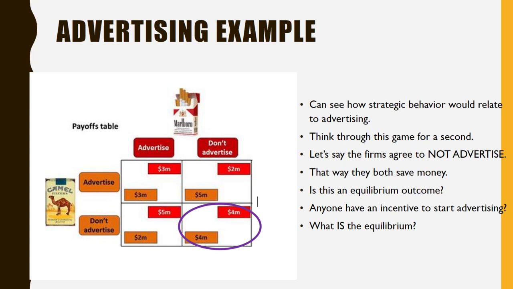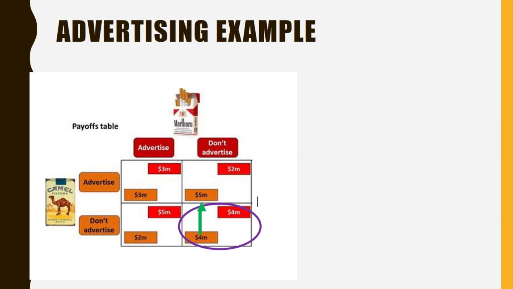All right, well, let's see if you're on the right track. Do you agree that Camel, who's the orange choice, they realize that if Marlboro's not going to advertise, if they start to advertise, they can go from $4 million to $5 million. But that's as long as Marlboro does not advertise. So basically, Camel has an incentive to cheat on the arrangement. They agreed they weren't going to advertise, and now Camel says, well, you know what, I'm going to show them, I'm going to start advertising, I'm going to make more money. So Camel can cheat on this agreement.